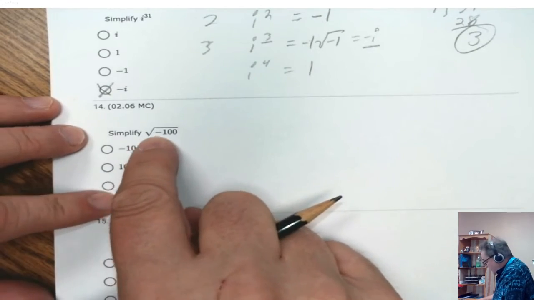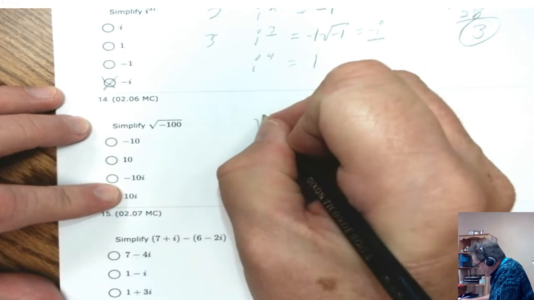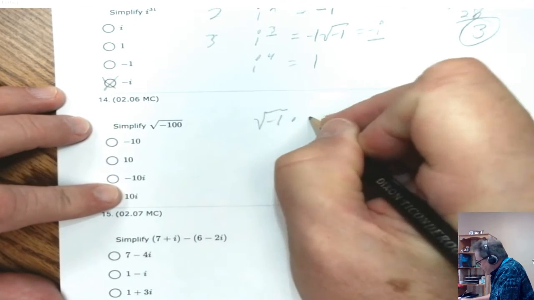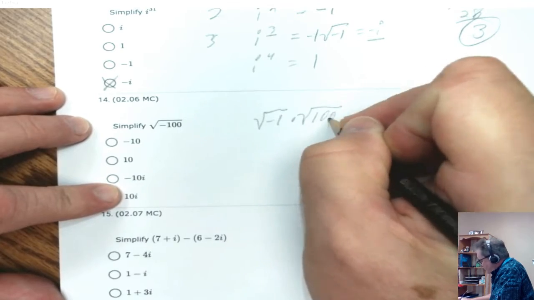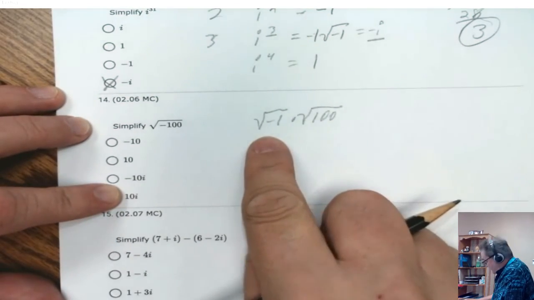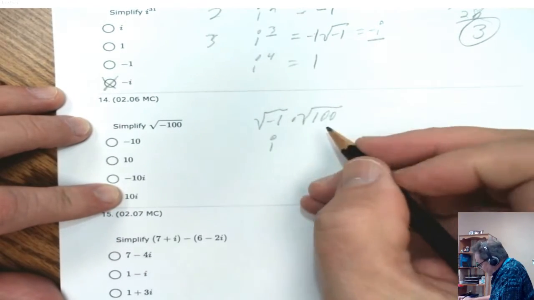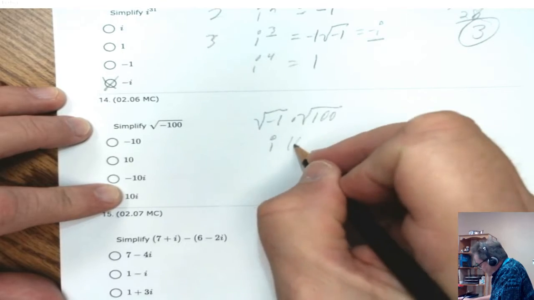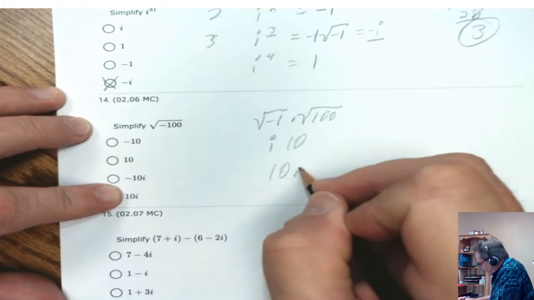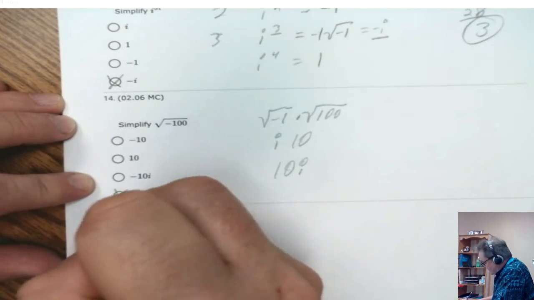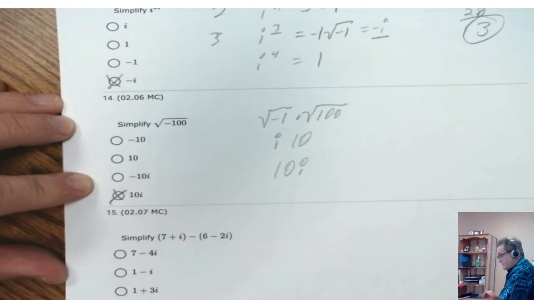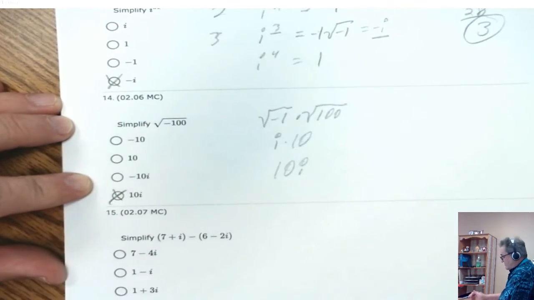Simplify the square root of negative 100. Well, that's the same as the square root of negative 1 times the square root of 100. The square root of negative 1 is i. It's an imaginary number. The square root of 100 is 10. So that's the same thing as 10i. Right? i times 10.